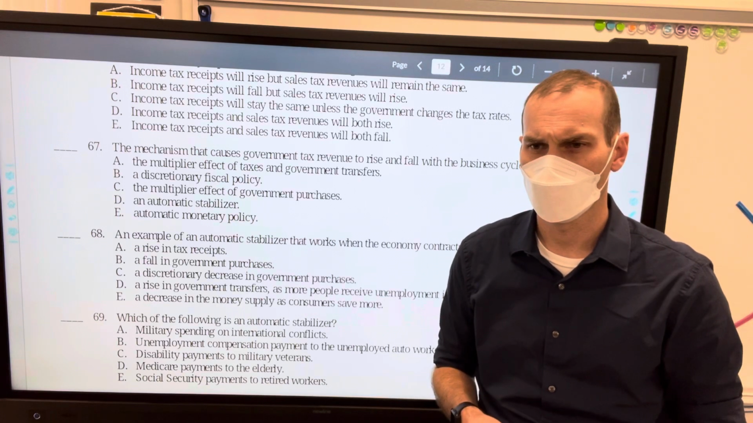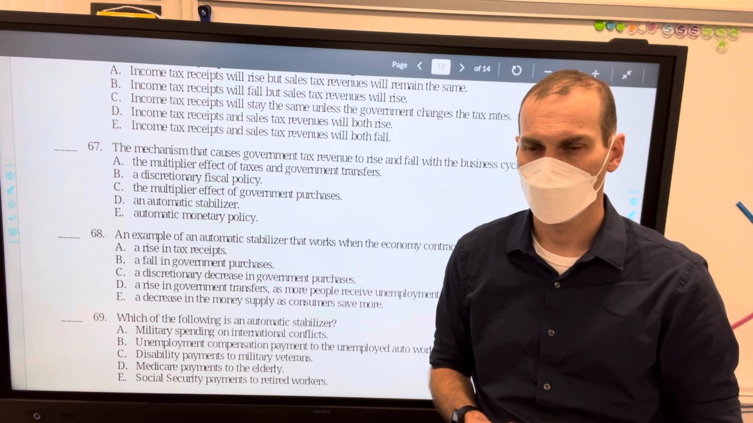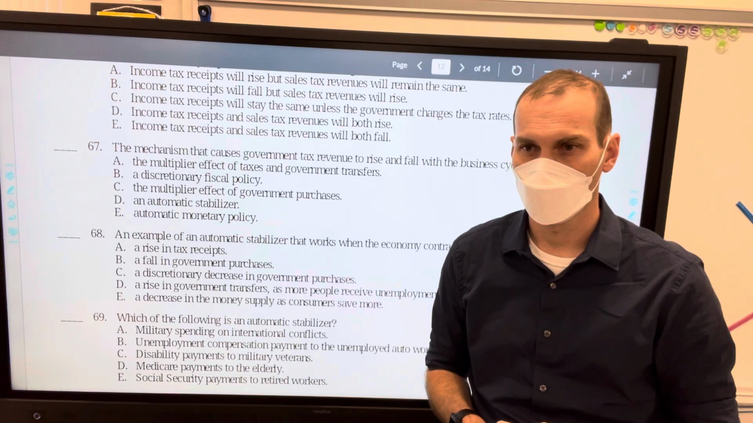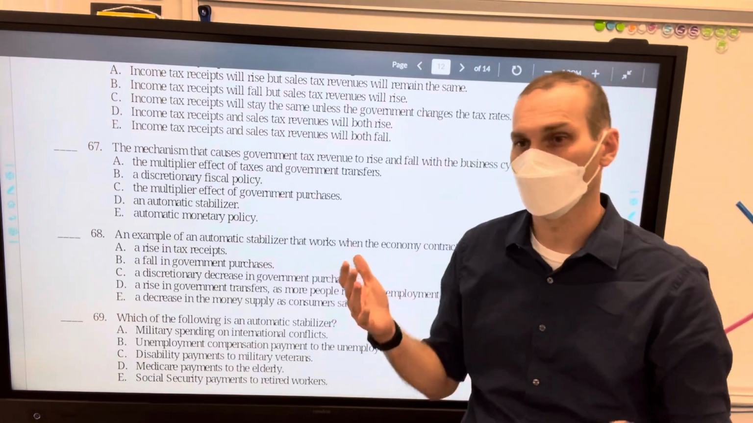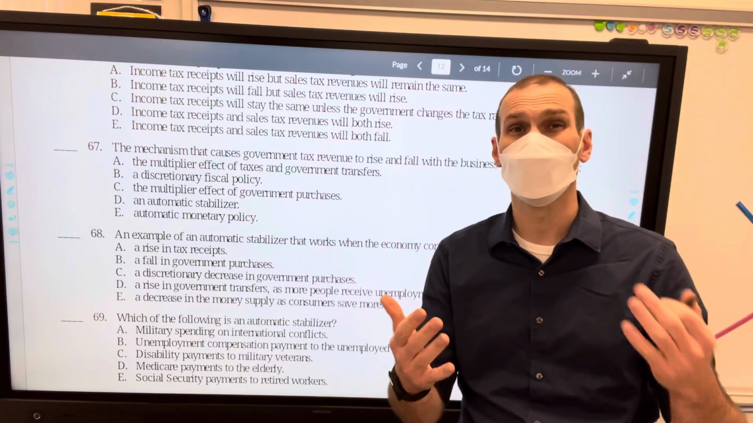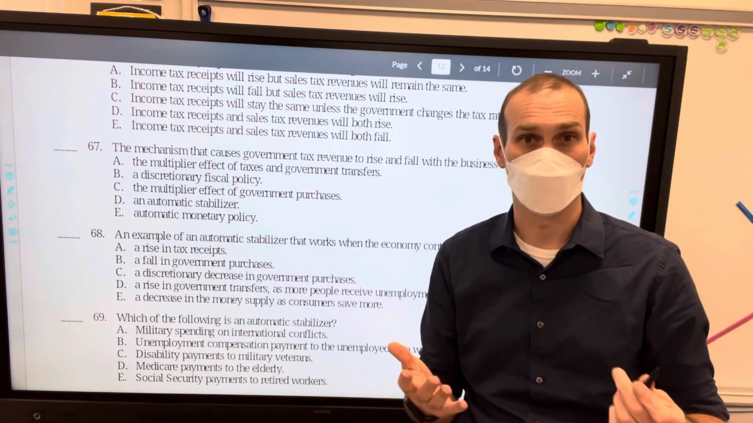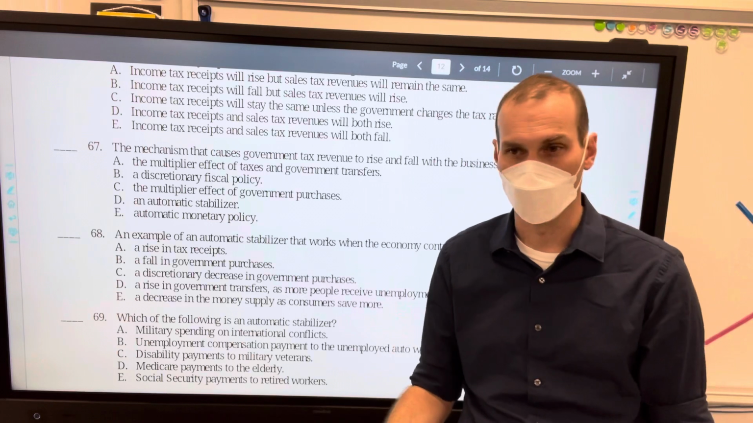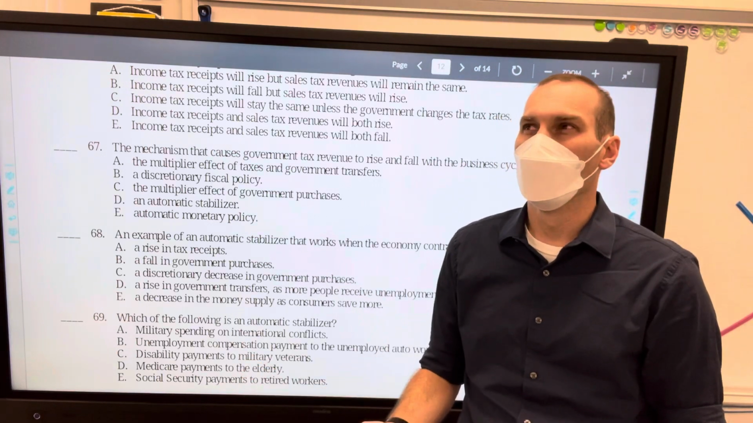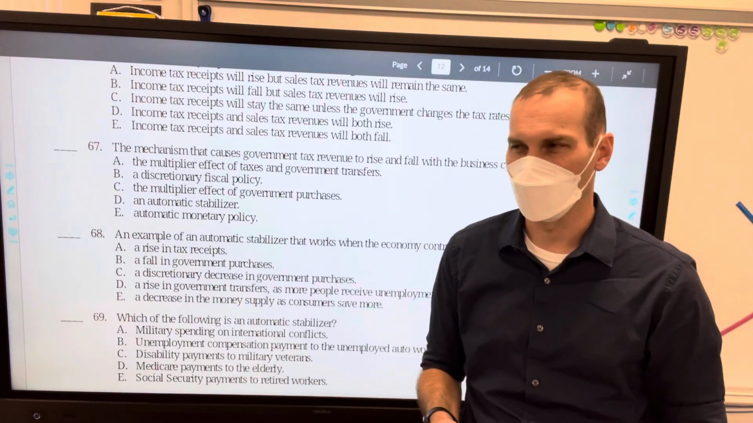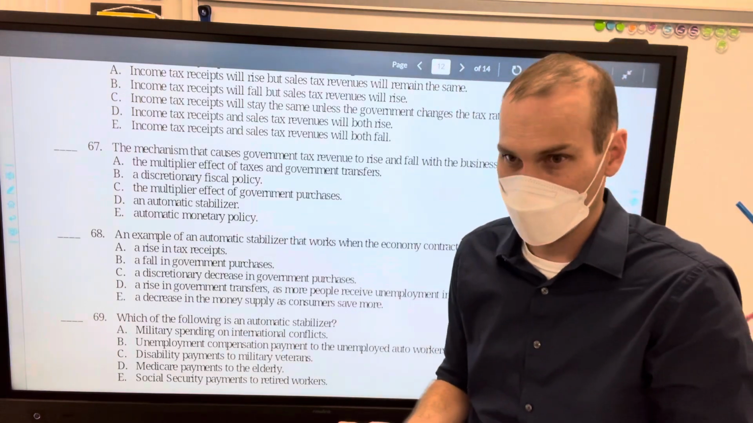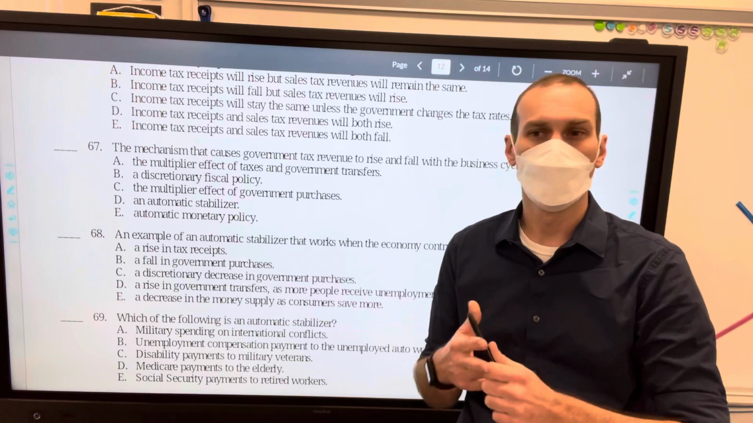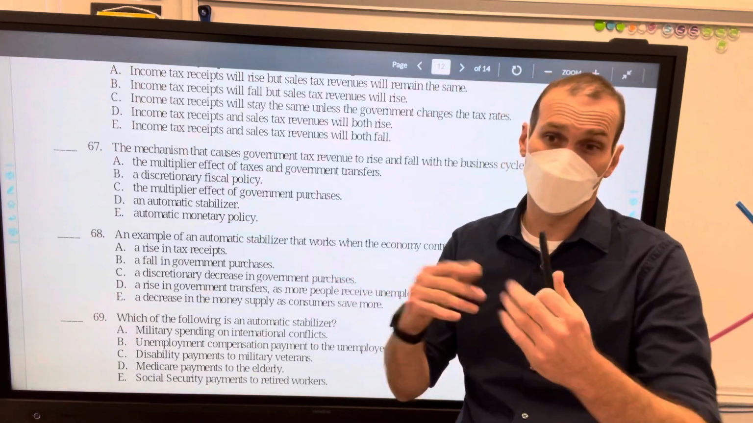Are all of the automatic stabilizers also kind of examples of government transfers? Usually the spending aspects, the tax part, is not. So she asked, do they all count as transfer payments? Well, the tax part, no, because it's taxes. Most of the other ones, yes. It doesn't have to be a transfer, it just typically is. Because unemployment, Section 8, WIC, all of those are transfers.